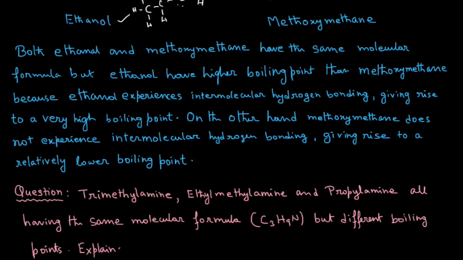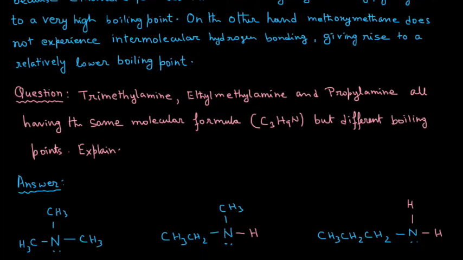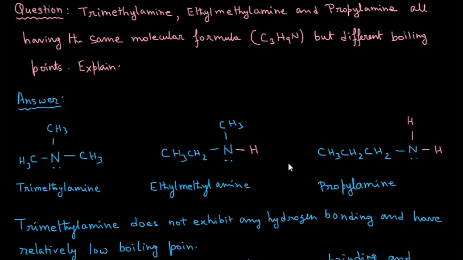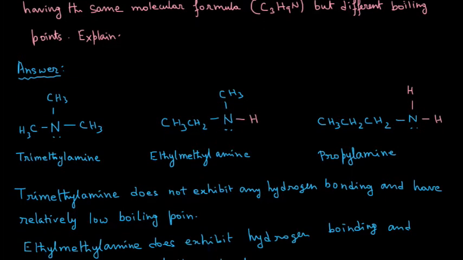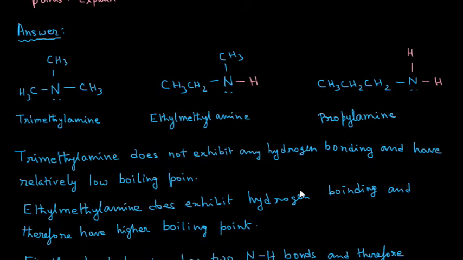Let us see another question: trimethylamine, ethyl methylamine and propylamine, all having the same molecular formula C3H9N but different boiling points. Explain. So you see, this is trimethylamine, this is ethyl methylamine, and this is propylamine.